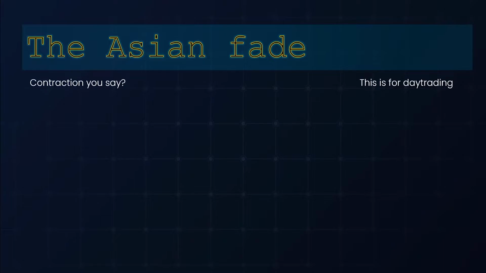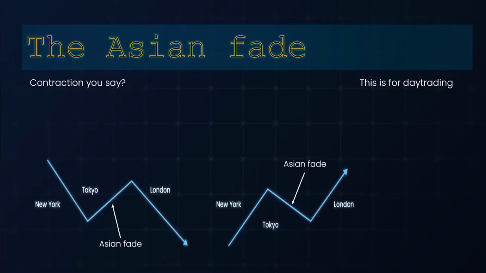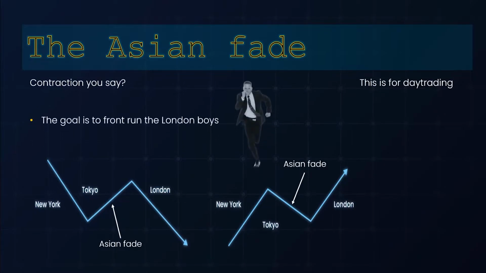The Asian session, you ask yourself? But there's no volatility or volume in that session. Exactly. Most of the time, the Asian session has a contractionary type of price action, which comes right after a high volume and mostly impulsive looking New York session. The goal is to front run the London boys. Let me tell you a short story. Imagine this.